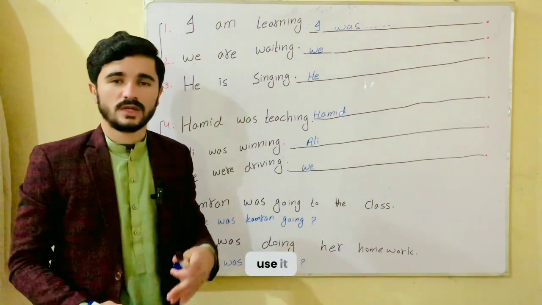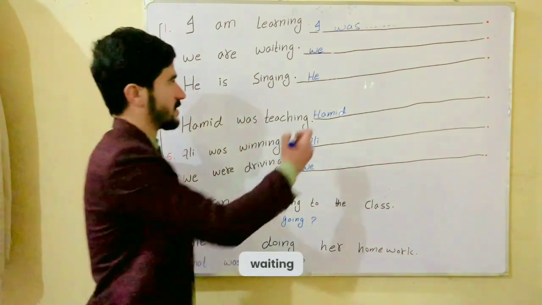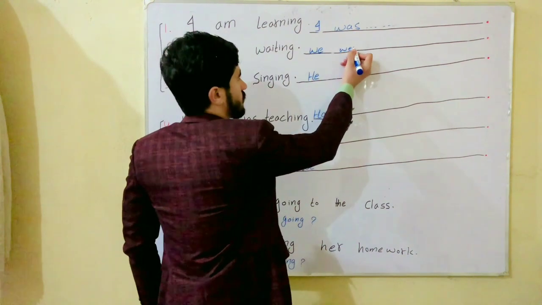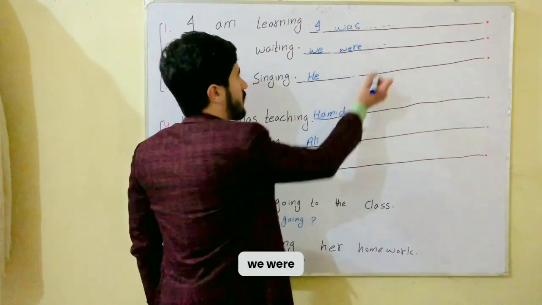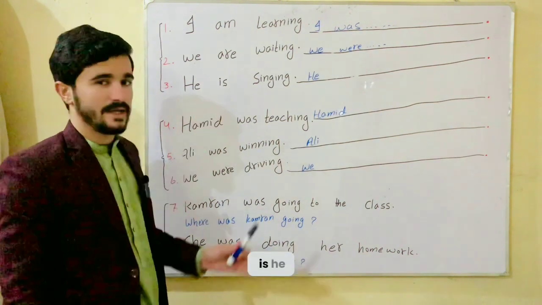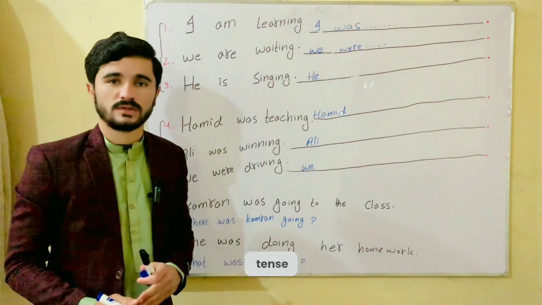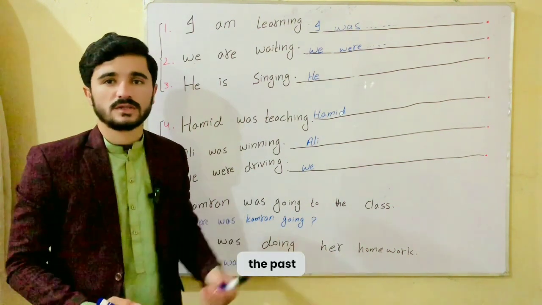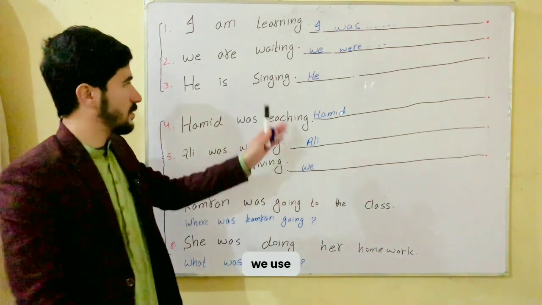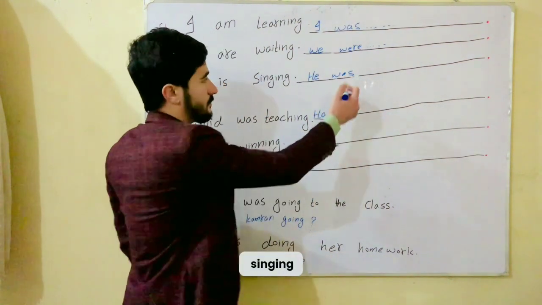The second one is, we are waiting. How do we use it in the past continuous tense? We were waiting. And the third one is, he is singing. If we convert present continuous tense to past continuous tense, we use was. So, he was singing.